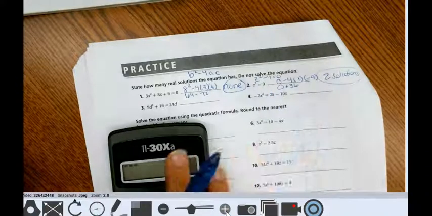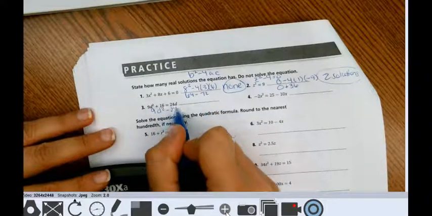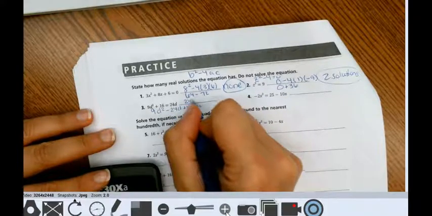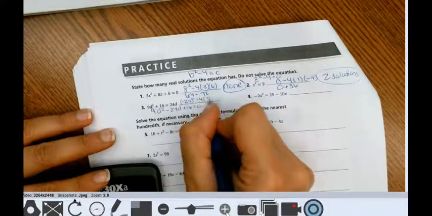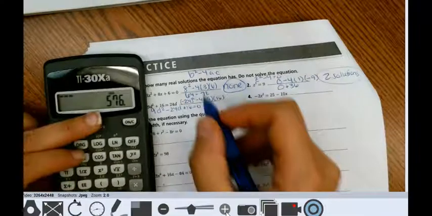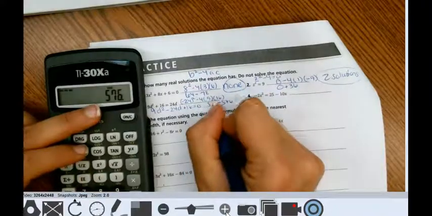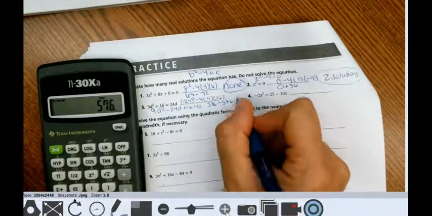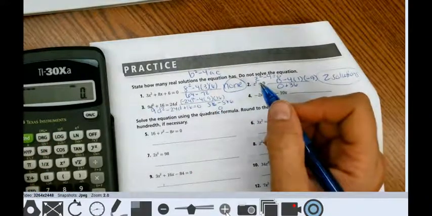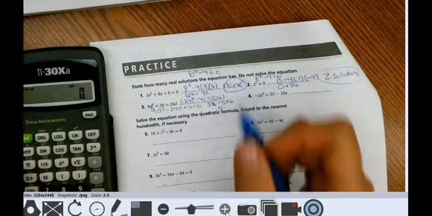Solving by square roots. Over here, 9d squared minus 24d plus 16 equals 0. B squared minus 4ac. 4 times 9 times 16. 24 squared, 576 minus 576, 0. How many solutions for a discriminant of 0? Something plus or minus 0 all over something, you're going to have only one answer because plus or minus 0 is the same thing, so one solution.